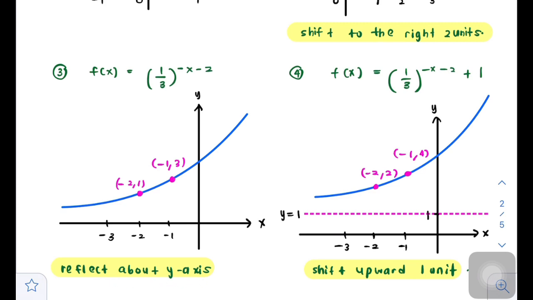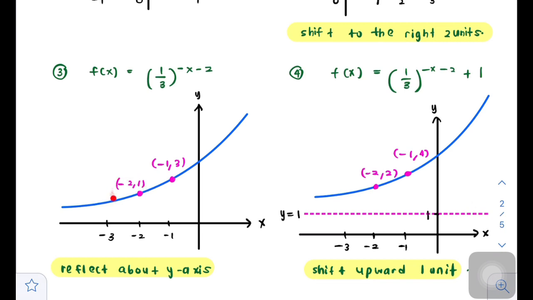And the last one, you will have the last step, which is shifting upward. So this is the equation, 1 over 3 power of negative x minus 2 plus 1. Okay, so if you have shifting vertically, you have to move also the asymptote line. Originally, your asymptote is here, your x-axis. And then if you move the asymptote 1 unit upward, the new asymptote will be this dotted line, which is at y equal to 1. Okay, so your graph will never cross or touch this asymptote line.